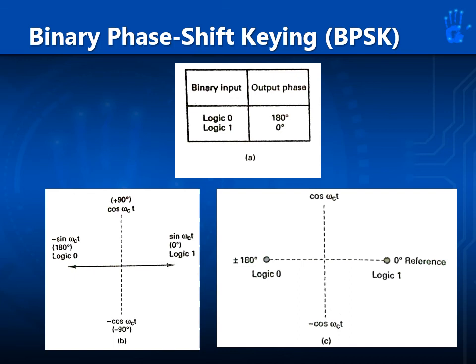Now for binary phase shift keying, there are only two phases, one for each logic input. So for logic 0, the output phase is 180 degrees, and for logic 1, the output phase is 0 degrees.